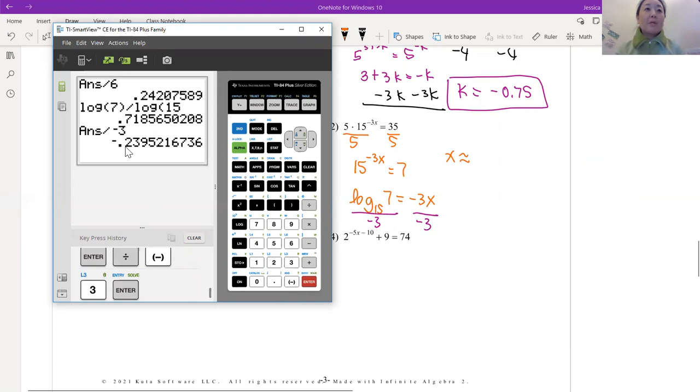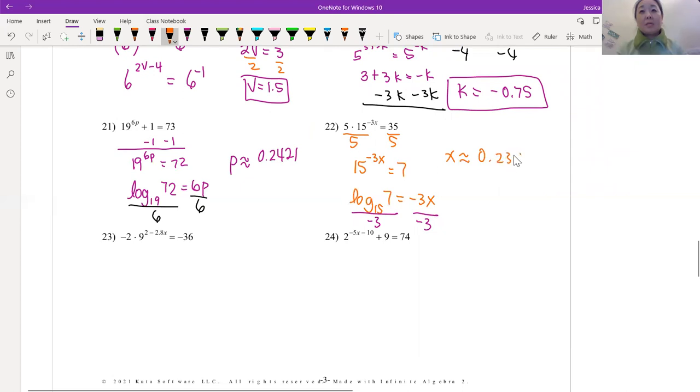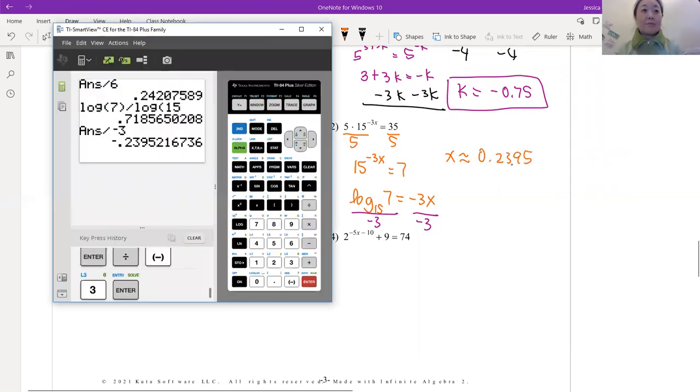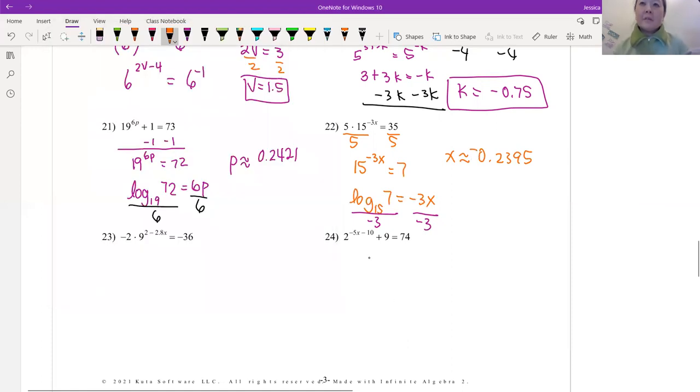All right, that's going to be 0.2395. Yeah, it stays as a 5. So 0.2395. I believe that was a negative, right? Yep, negative. Happy days. Okie dokies. That's what we're going to do.